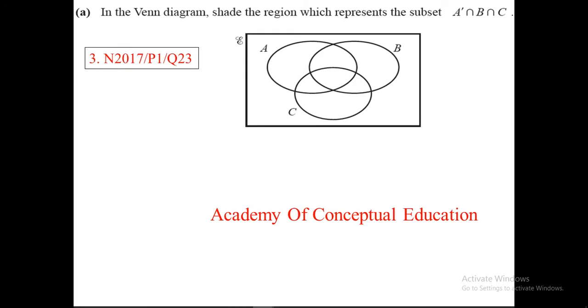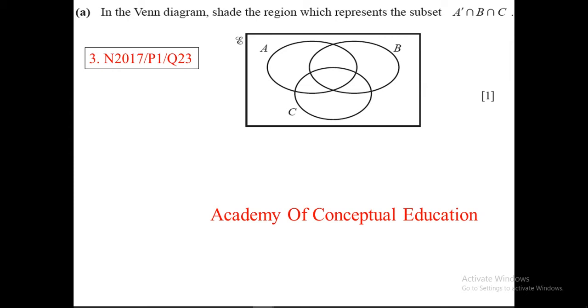The third question is from October-November 2017, and this question is from paper 1, question number 23. Now the first question is, we have to shade the region which represents the subset like this. The best way is to move set by set. Like A complement means we have to shade all the rectangle except the circle A. So it means circle A is excluded now.